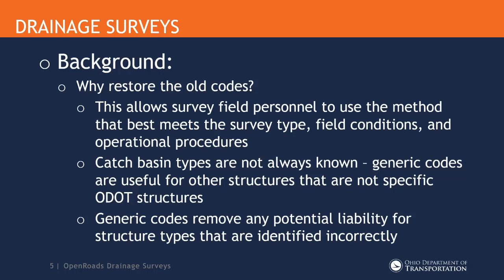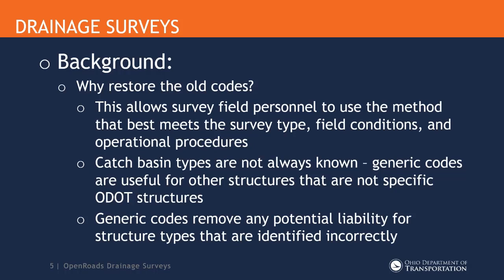Another reason is the catch basin types are not always known. So ODOT was moving towards field codes that were based on specific ODOT catch basins, manholes, and inlets, and those generic codes were removed. But there's other things out there that are not ODOT specific drainage structures. It may just be a square catch basin of some sort. So it makes sense to leave that CBS for the catch basin square, or CBR for the catch basin round. It makes sense to leave those in there for other catch basins that aren't specific ODOT types, and you just need something that represents a type of catch basin.